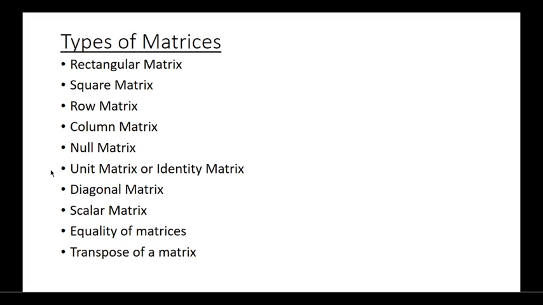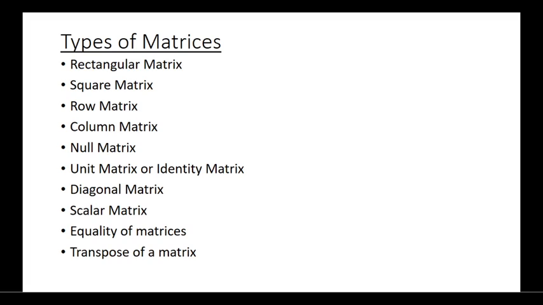Now we discuss the most important one, the unit matrix or identity matrix. In a matrix, the elements in the principal diagonal are equal to 1, and the other elements are 0. Then such a matrix we call a unit matrix. Generally the unit matrix or identity matrix is denoted by capital I.